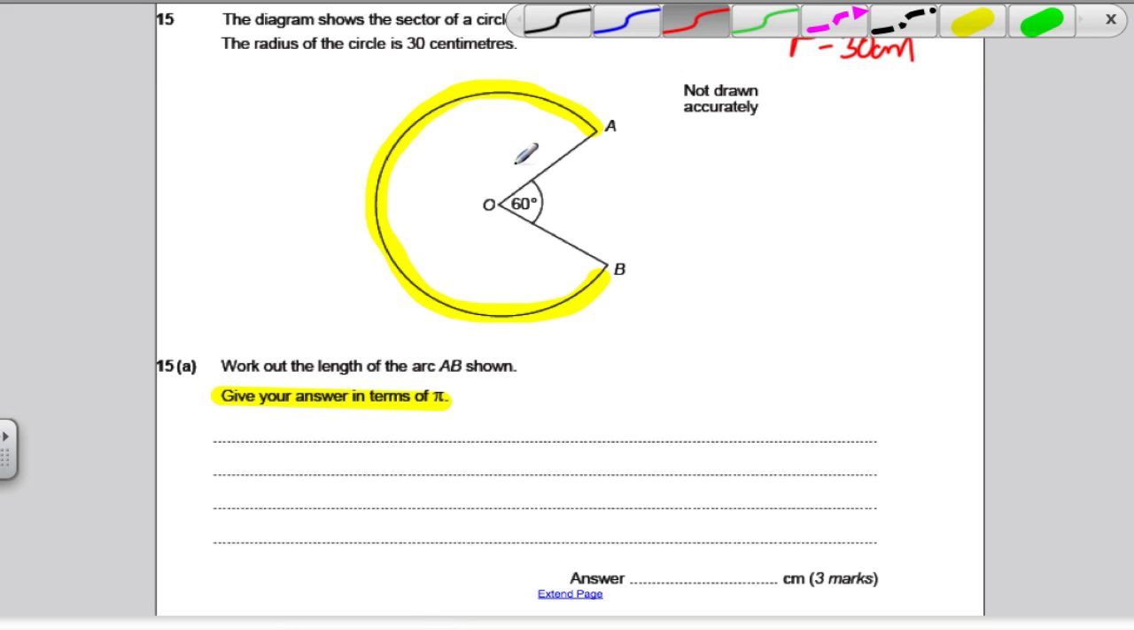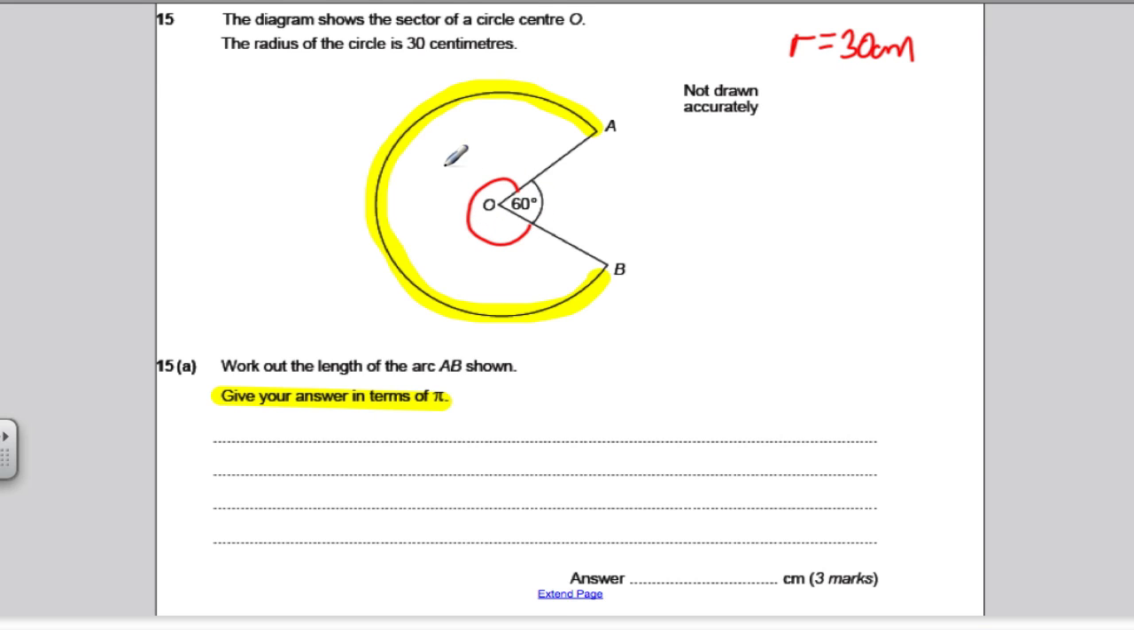Well, we don't care about the 60 degrees. How much of the circle do we have on this side? Well, we have 300 degrees. So the arc length is the fraction of the circle we have, which is 300 over 360, times 2 times pi times r, which is 30.